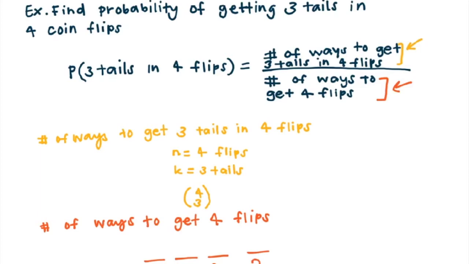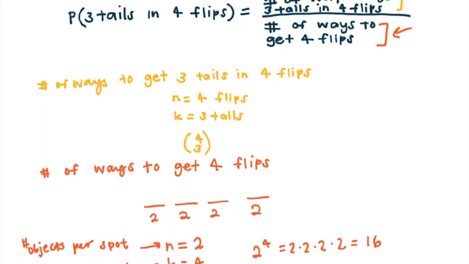Okay, so looking at the numerator, it says the number of ways to get 3 tails in 4 flips. So that means n equals 4 flips and k equals 3 tails. So you're going to have 4 choose 3. And for the number of ways to get 4 flips, what I did was I drew out 4 little lines, and I know that for each flip there's 2 options. It's either head or tail. So that's why I put a 2 under each line.